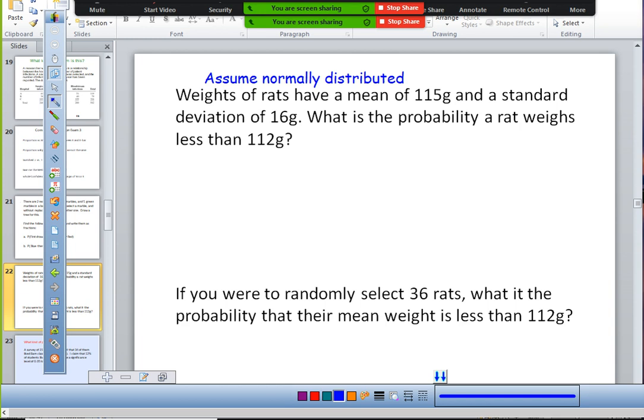Okay, do you remember this one? Weights of rats have a mean of 115, standard deviation of 16. What's the probability a rat weighs less than 112 grams?